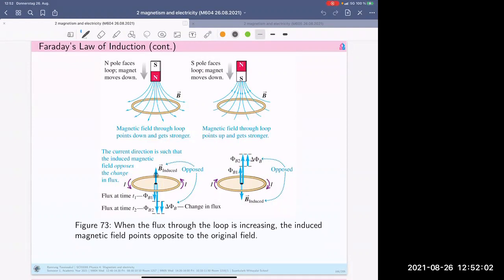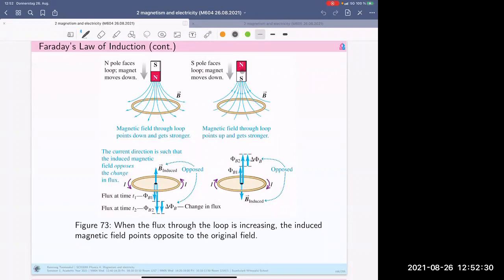The thumb direction points the same as the direction of the B induced, and your remaining four fingers represent the direction of the current rotating in this circular loop, and that's the first situation. It's straightforward. You just move the north pole to the circular conductor, but in the opposite way.